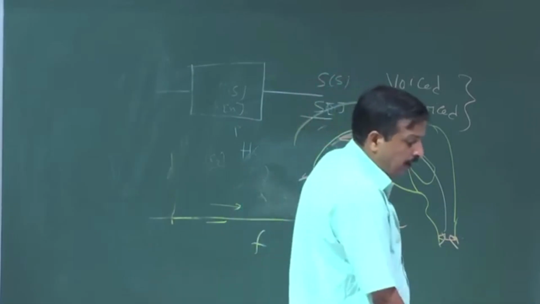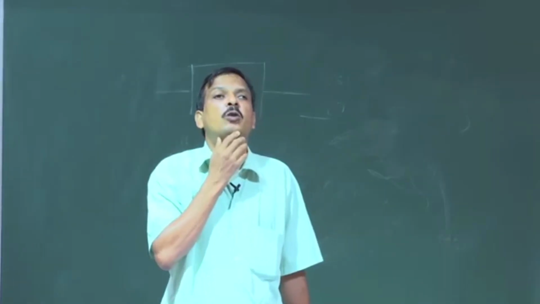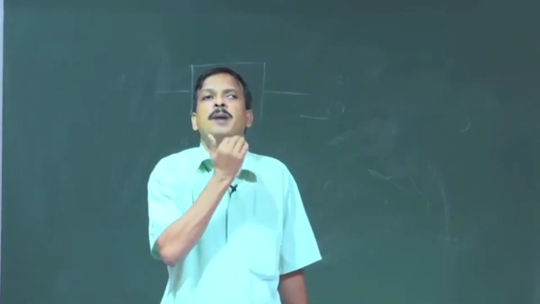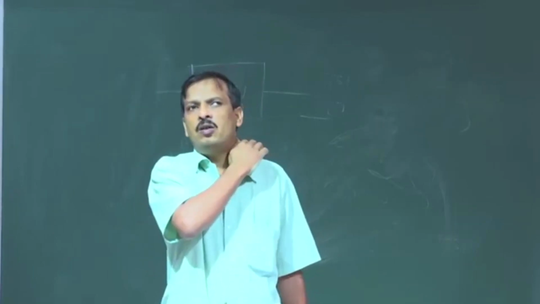Now I go to the vowels. If you see the vowel, how is the vowel sound specified? In the production of a vowel, constriction does not take place. The constriction is not there. What is there? The tongue movement. Your tongue can move either back or front.